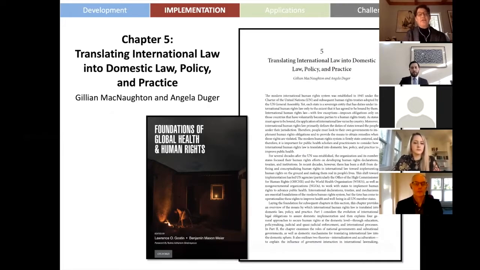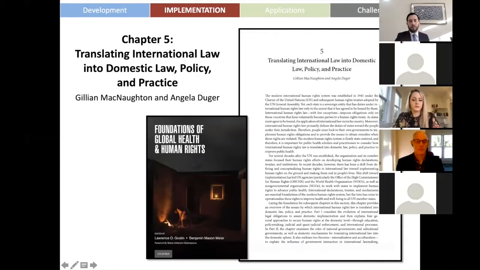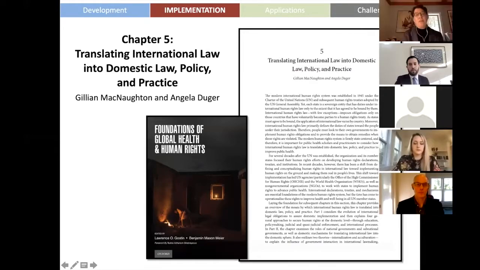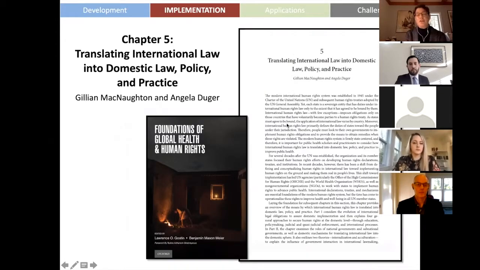International declarations, treaties, and mechanisms are essential foundations of the modern human rights system. But we also need to operationalize these rights in countries and communities in order to improve health and well-being. Our chapter is divided into 3 parts. Part 1 considers international legal obligations of governments to implement human rights at the domestic level. It then explains 4 approaches to do so, through human rights education, policymaking, judicial and quasi-judicial enforcement, and international processes.